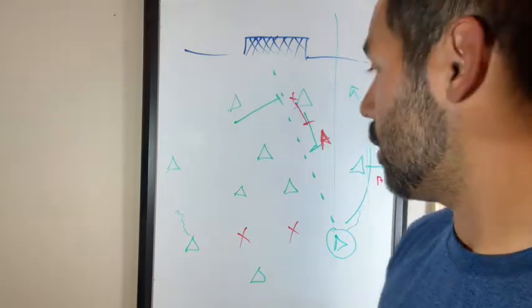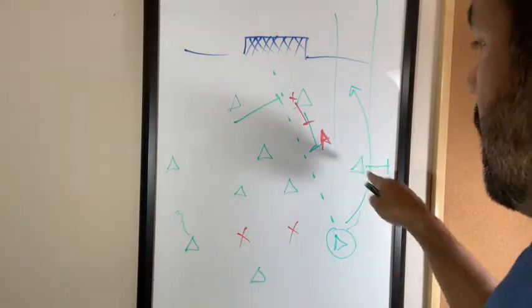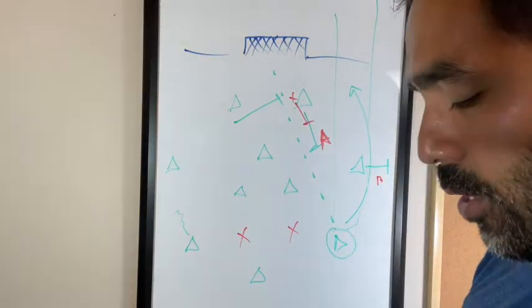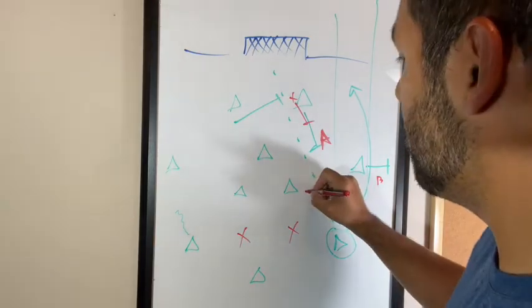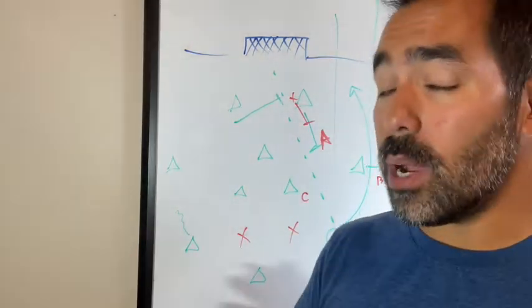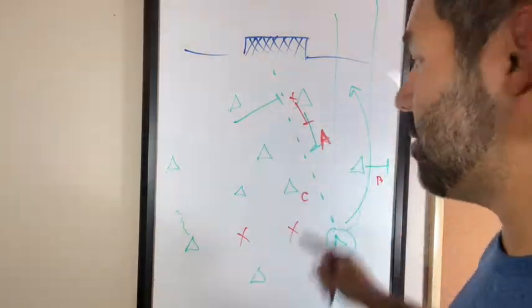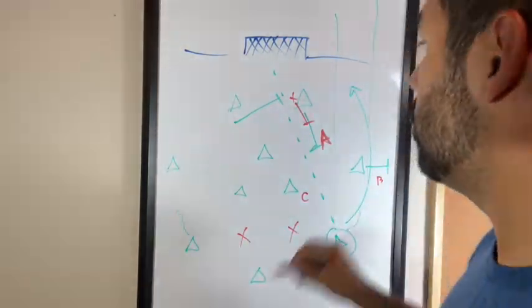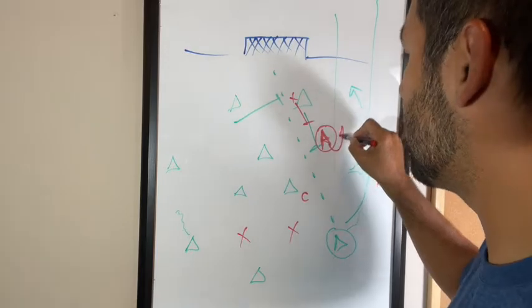Lots of angles in soccer, all right? So A, B, and then we're going to go right here to C. Is C open? All right? Now, no matter what, in all these passes, we're not looking to receive and turn. Do not get the ball and turn.